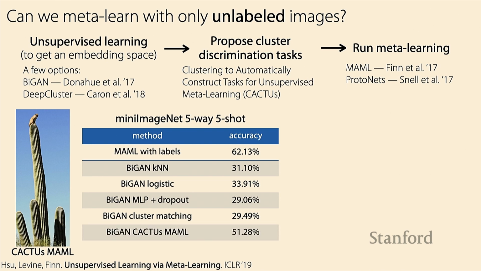And in contrast, if you actually run this approach to construct the tasks and do meta-learning on top of those tasks, you get an accuracy that's much higher, around 51%. And if you use a representation that's a bit better, the deep cluster representation, you actually do even better than that.